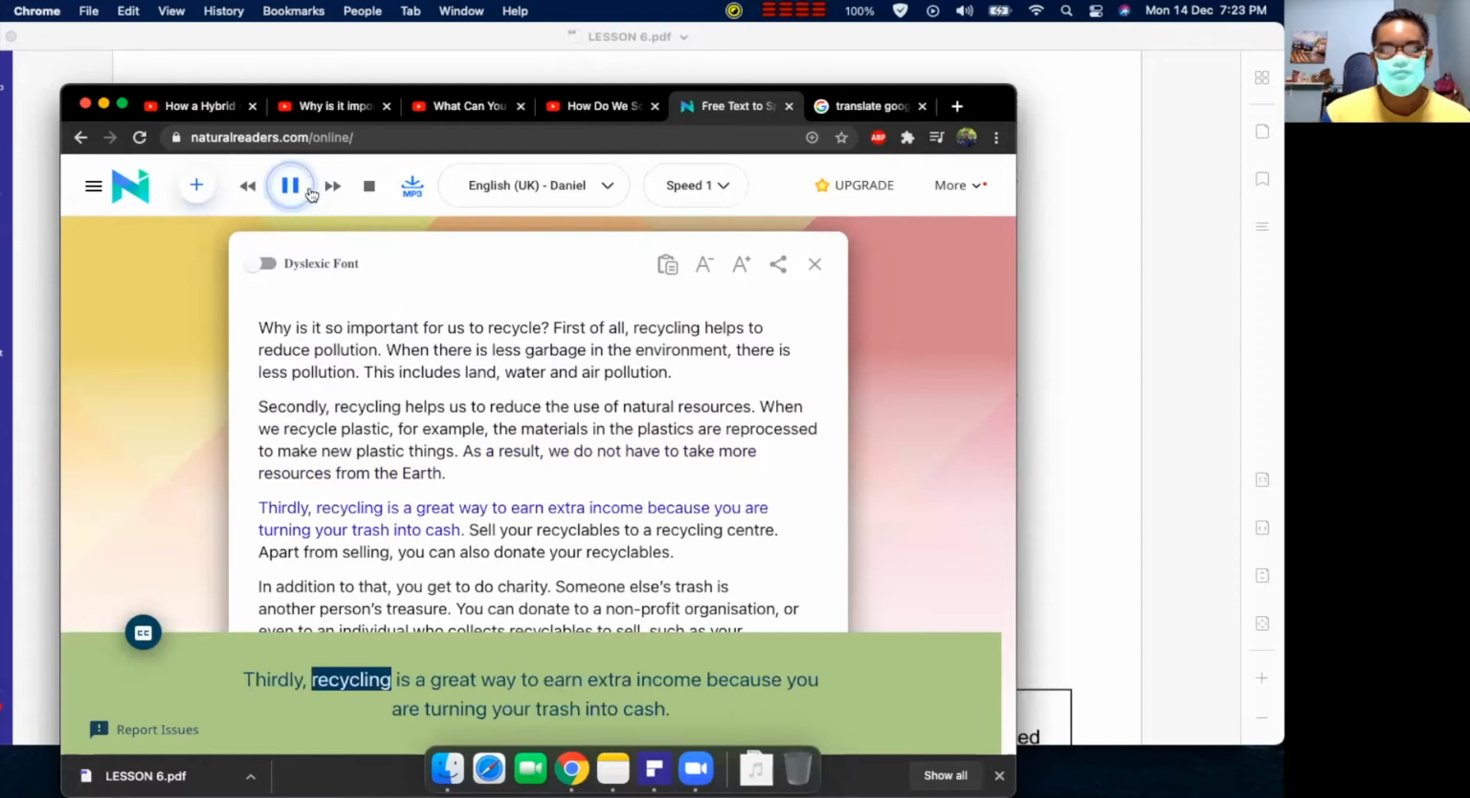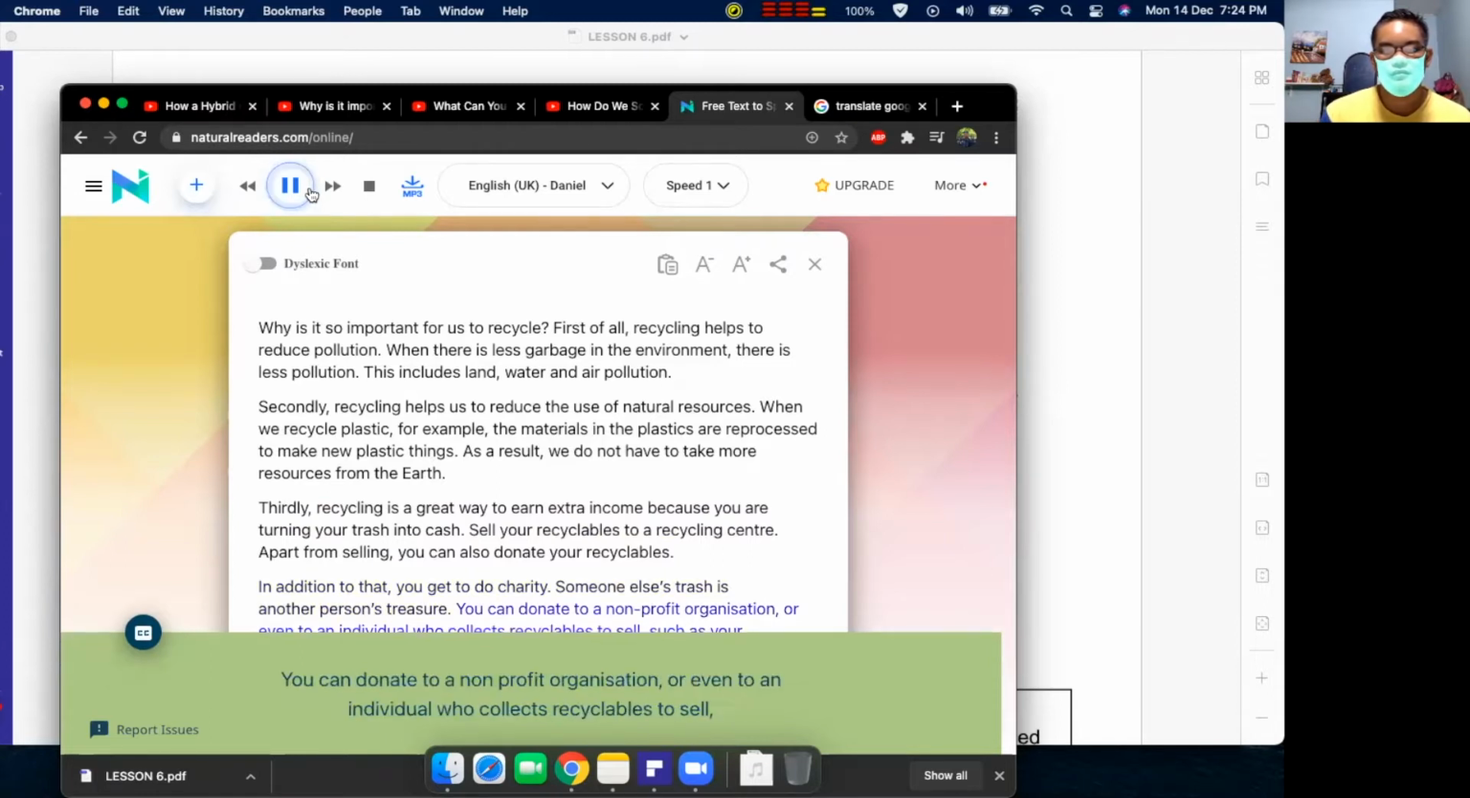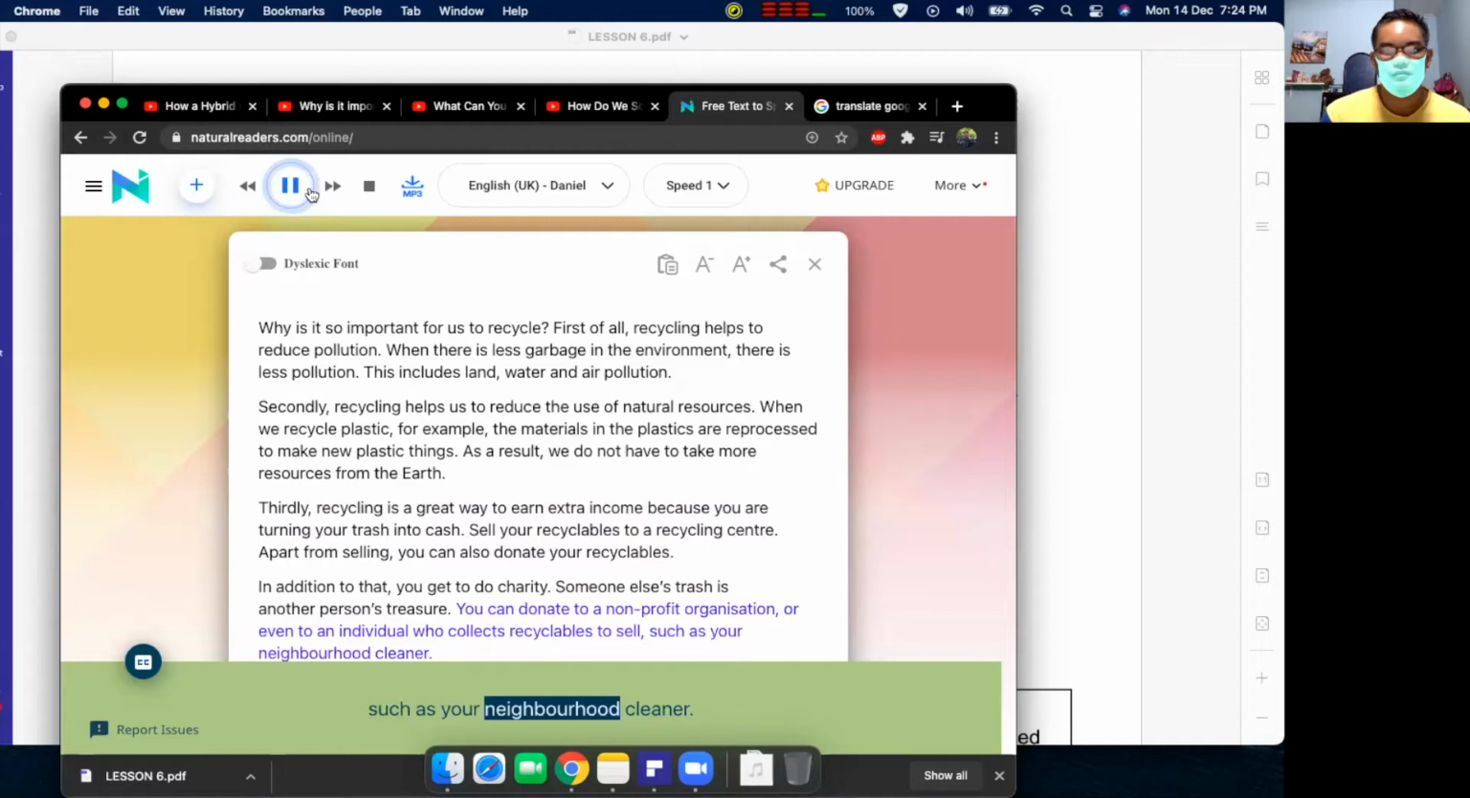Thirdly, recycling is a great way to earn extra income because you are turning your trash into cash. Sell your recyclables to a recycling center. Apart from selling, you can also donate your recyclables. In addition to that, you get to do charity. Someone else's trash is another person's treasure. You can donate to a non-profit organization, or even to an individual who collects recyclables to sell, such as your neighborhood cleaner.